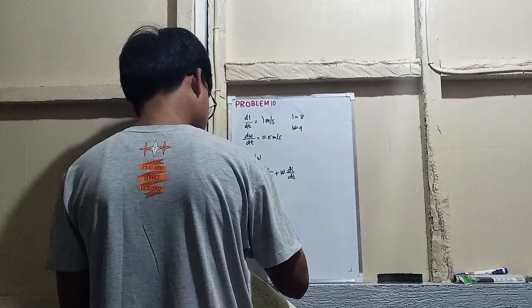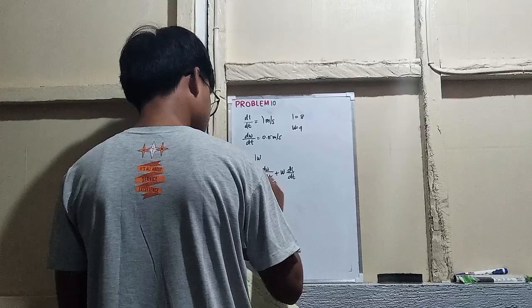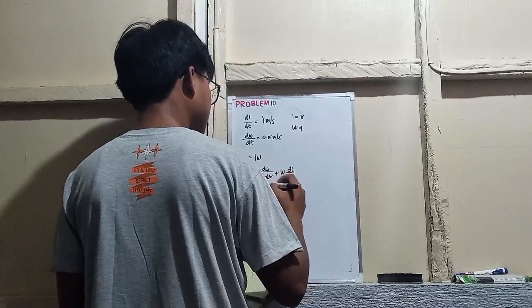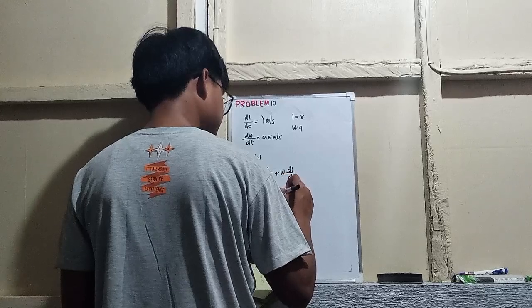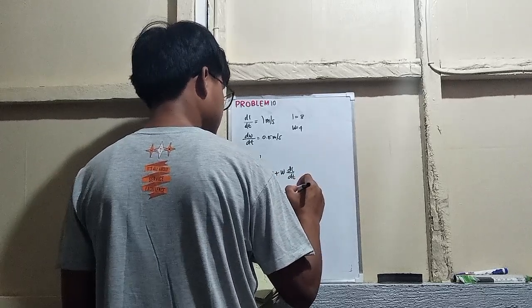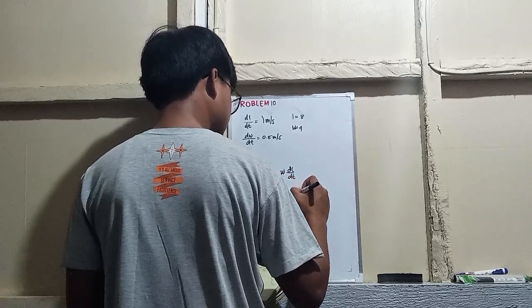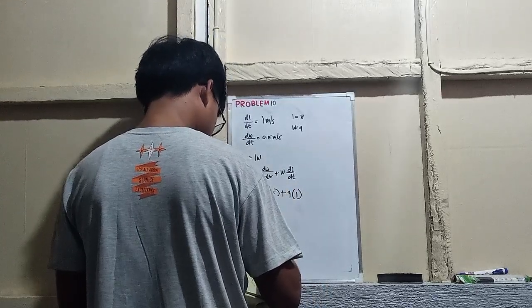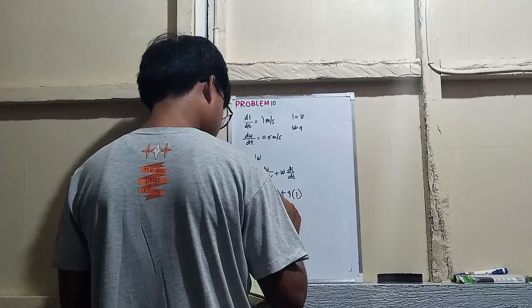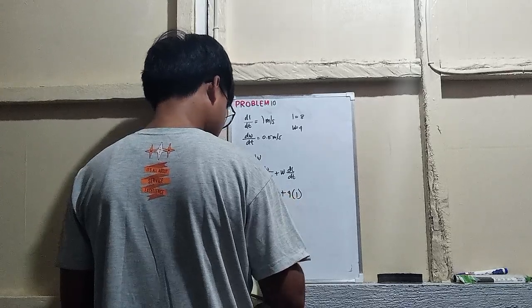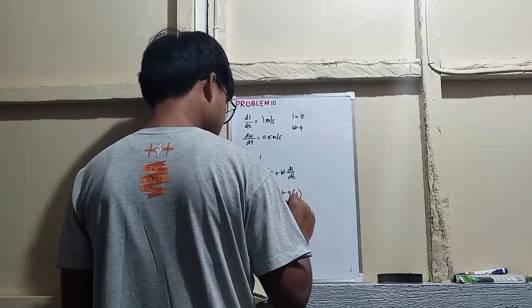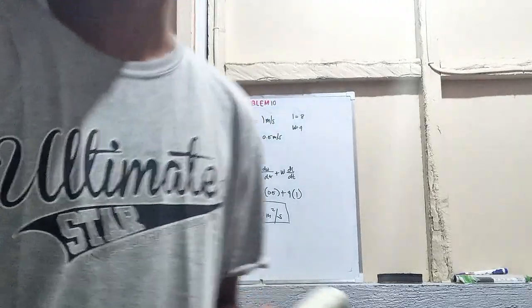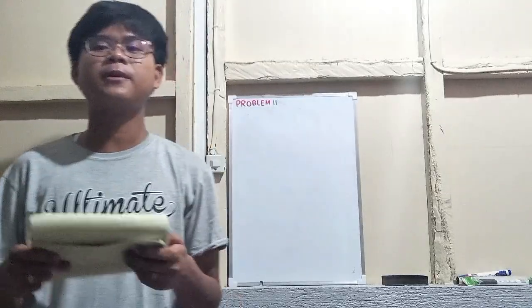So, dA over dt, then our L is 8, our dW over dt is equal to 0.5, our W is 4, and our dL over dt is 1. So solve, we will get the value of 0 meter squared per second. The final answer is 0 meter squared per second. So we'll proceed to problem 11.